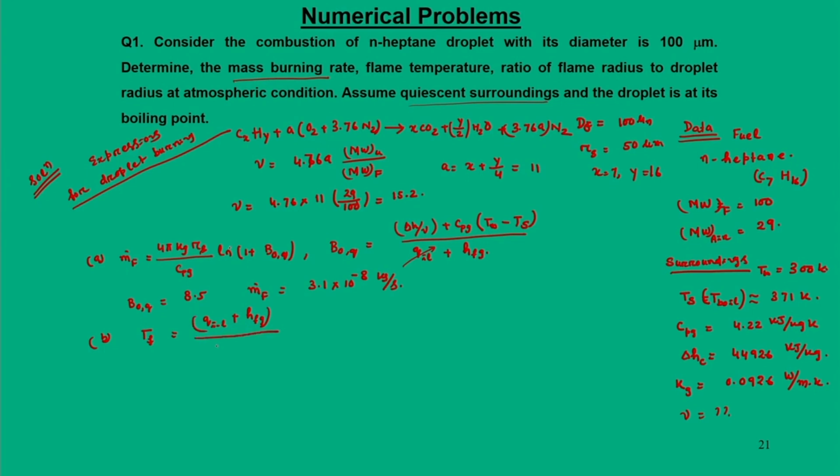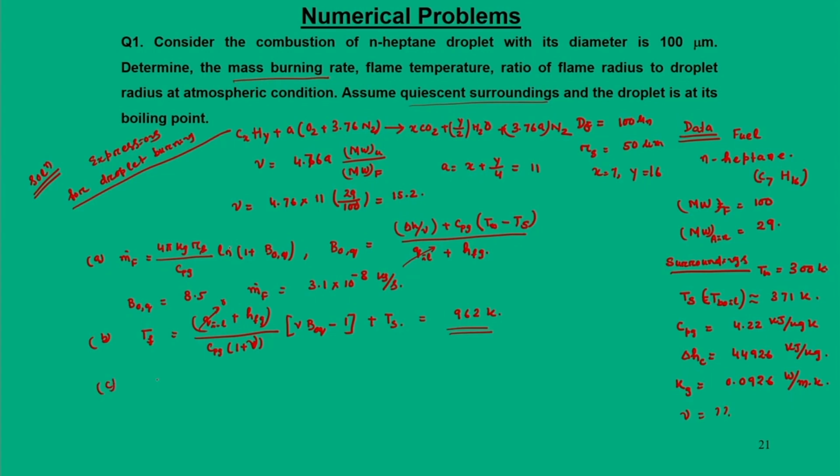Second part is flame temperature TF, that is (QIL plus HFG) divided by CPG into (1 plus nu) times (BOQ minus 1) plus TS. Now, all the numbers are known from the data. So, flame temperature is 962 Kelvin. All these numbers can be put in this expression and flame temperature can be found out as 962 Kelvin.